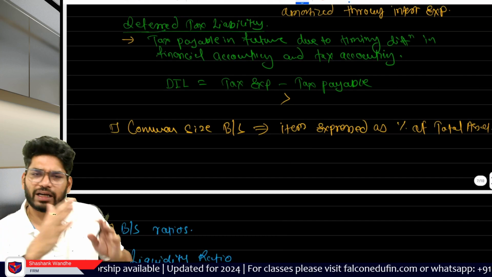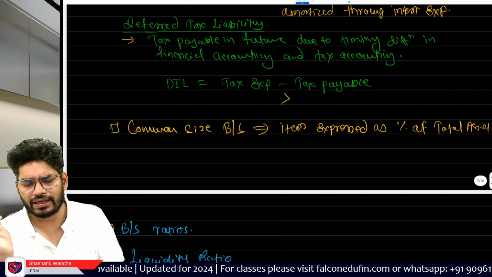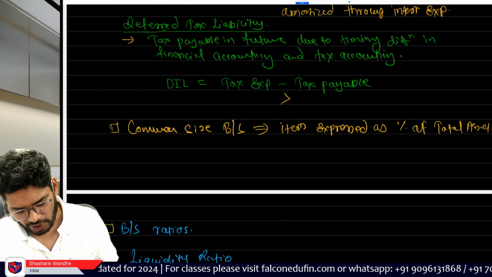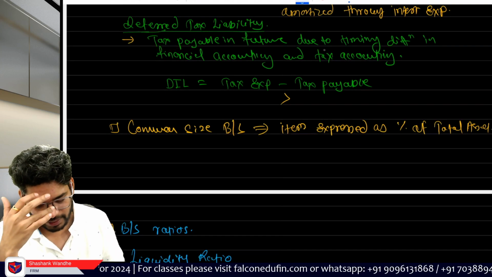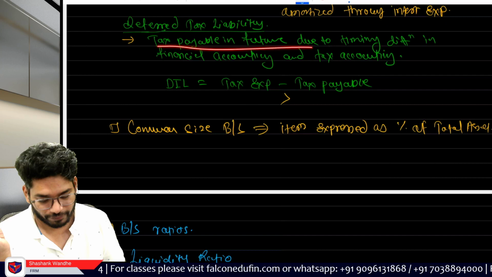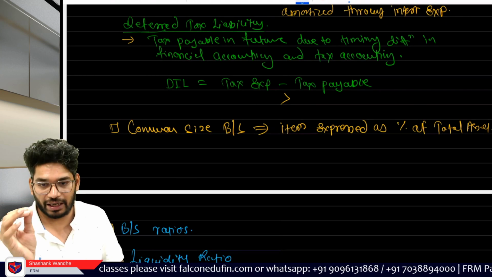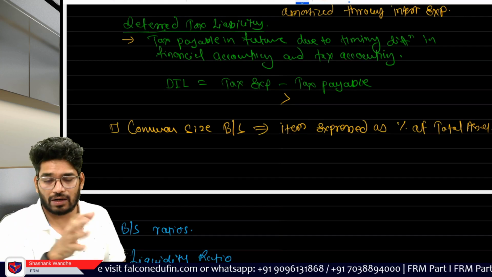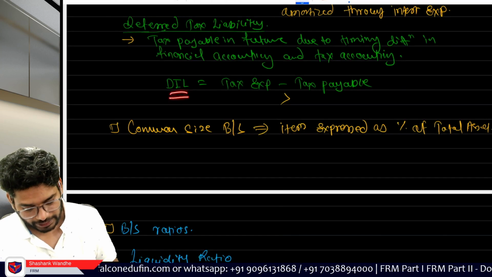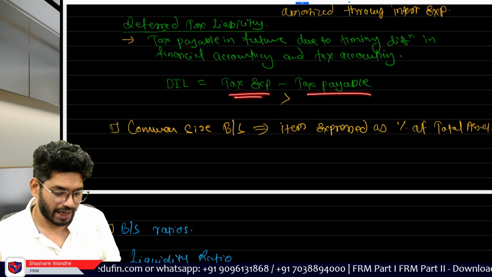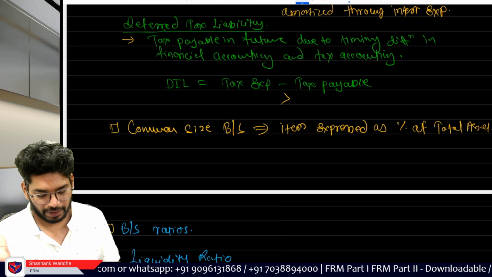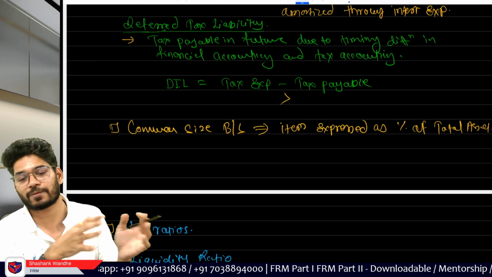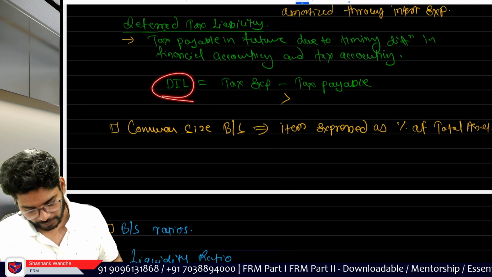Then for the deferred tax liability, we will discuss this in the DTA DTL chapter, the taxation chapter. Just here, just remember this. The DTL is the outcome of the tax payable in the future due to the timing differences in the financial accounting and the tax accounting. DTL is equal to tax expenses are higher than the tax payable. Here it simply means the tax expense should be higher than the tax payable. The difference of tax expense minus tax payable is your DTL for that year.